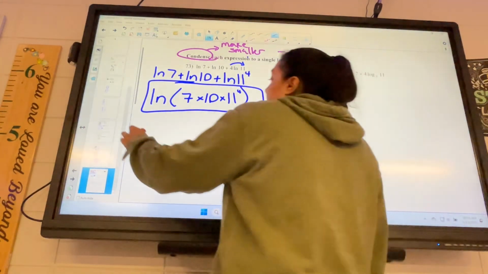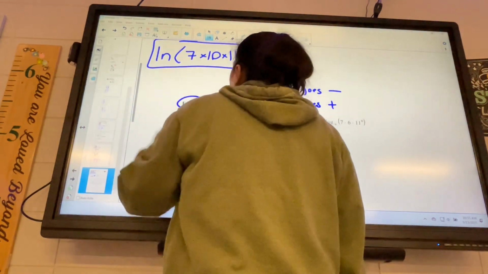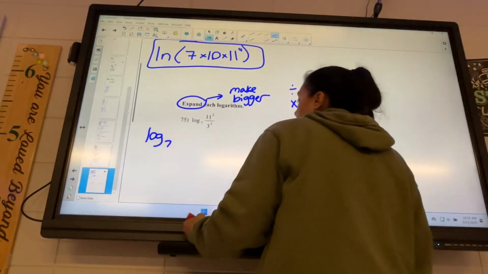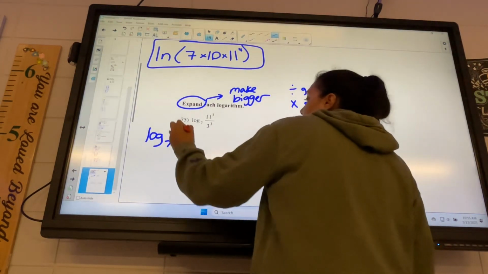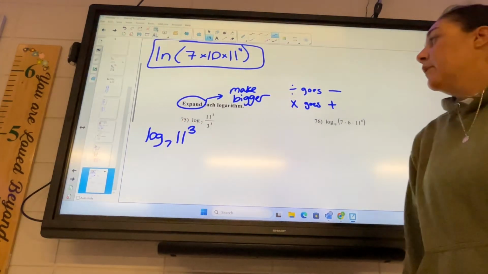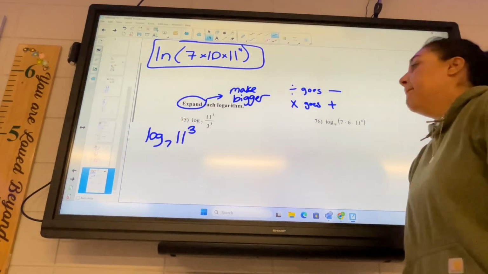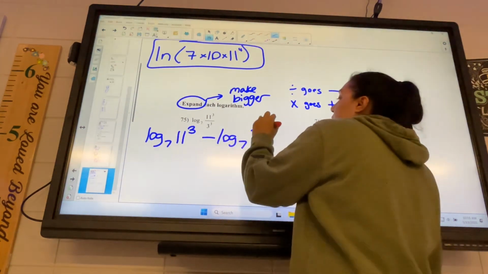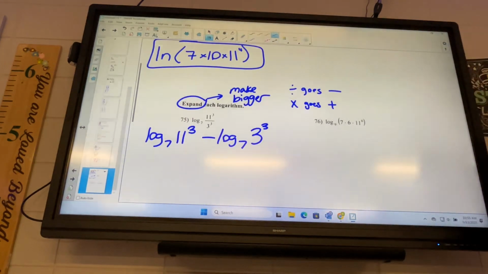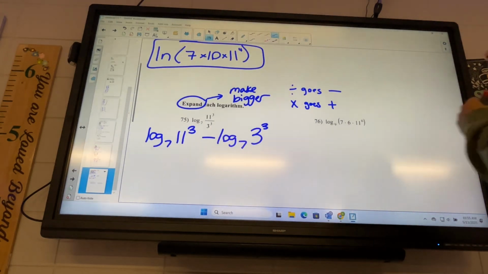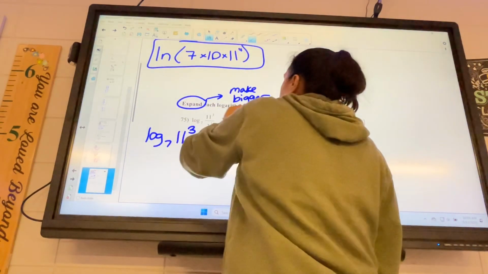So if we look at 75, we're trying to make it bigger. So it's going to look like log 7, what's the first one going to be? 11/3. Right now it says division, so what's that going to go to? Minus log 7, 3 to the third. Is that our answer? No. We have to move the 3 in front of the log. So these 3's need to go in front of their log.